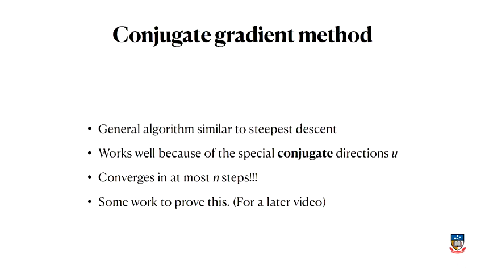So, okay, before we talk about the details, let's just summarise. The general structure of the algorithm there is similar to steepest descent. It's similar to a gradient descent algorithm, and it works well because these directions u are somehow special. These conjugate directions are special in a particular way that I'm going to talk about later. And the amazing thing about this is that on quadratic functions, it actually converges in no more than n steps. So the maximum amount of time that this algorithm is going to run for on a quadratic is n steps.